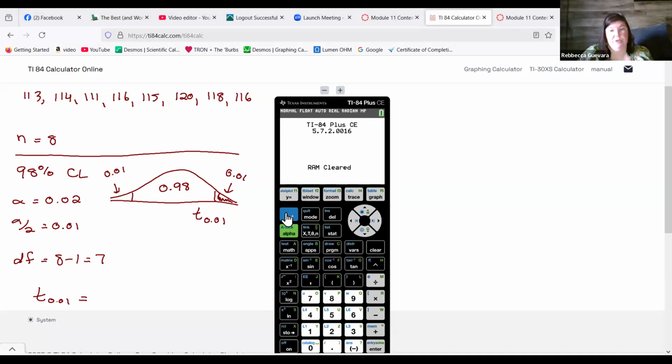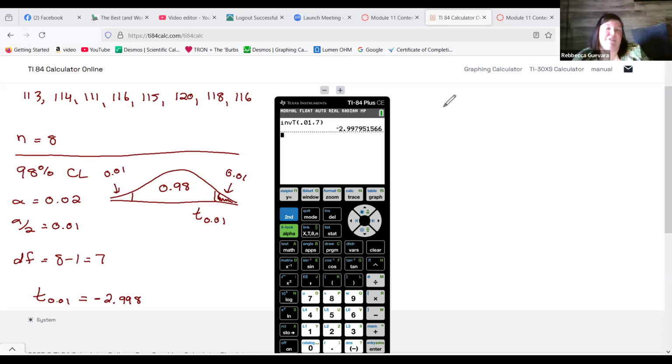There we go. We're going to go to second, distribution, number 4, inverse t distribution. We're going to put in my area in the right tail, so 1% or 0.01, and we have 7 degrees of freedom. And what we get here, if I round this out just so we can get a nicer number, is 2.998 as my t-score. We don't usually round up to 3, but we'll just do it in this case.